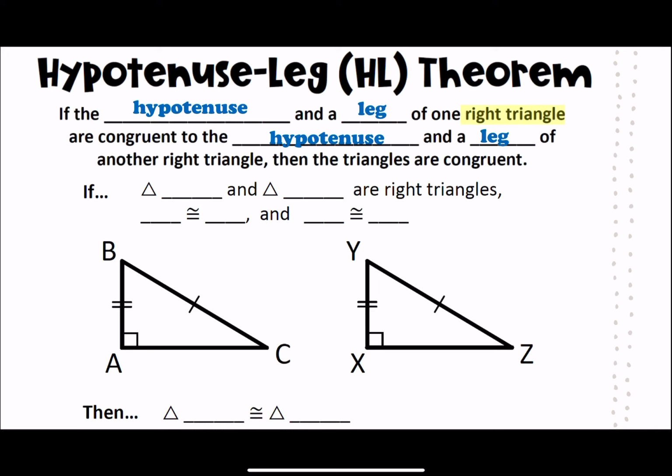It has to be a right triangle. All right, it's congruent to another right triangle, and it's the hypotenuse and the leg. You'll want to remember that the hypotenuse is the longest side of a right triangle, and it's across from your 90 degree angle. See?